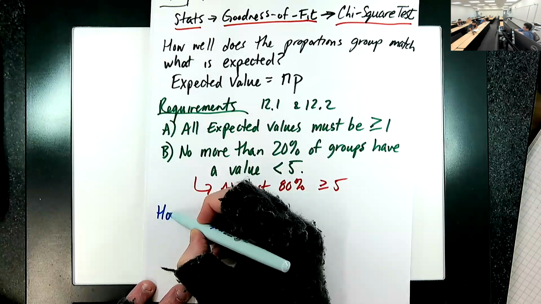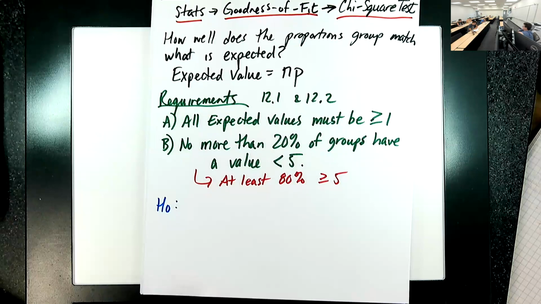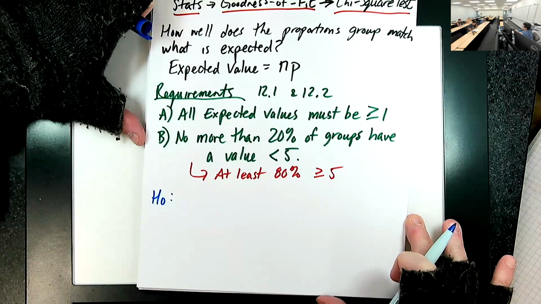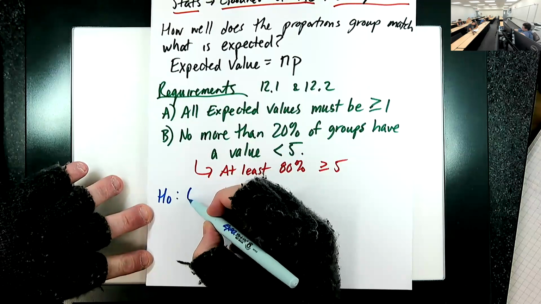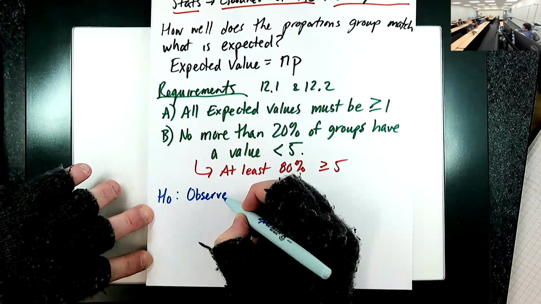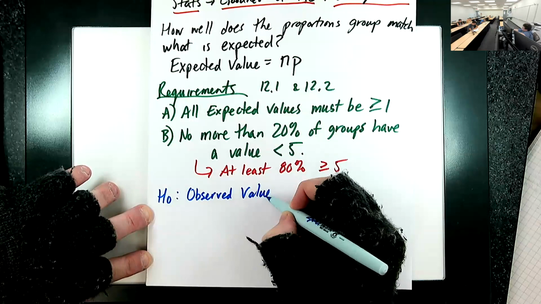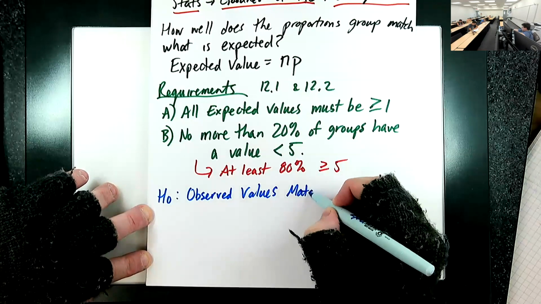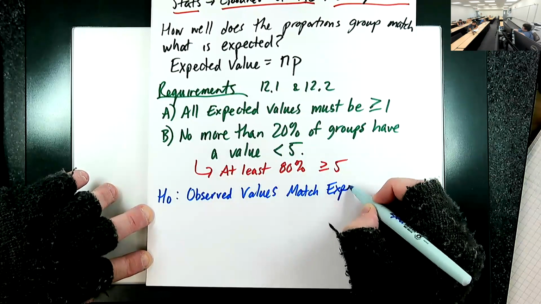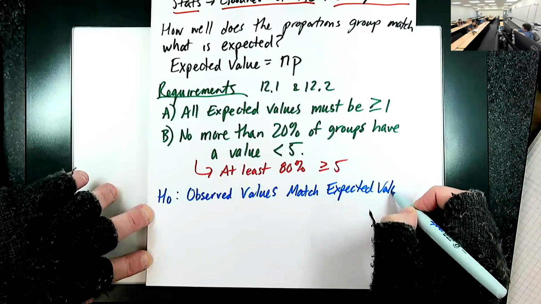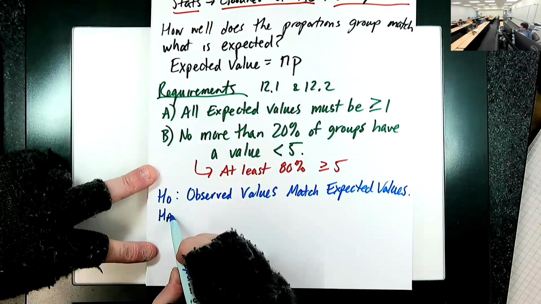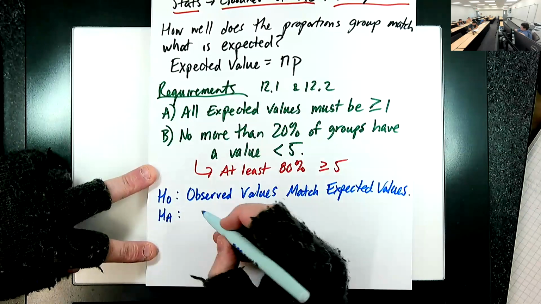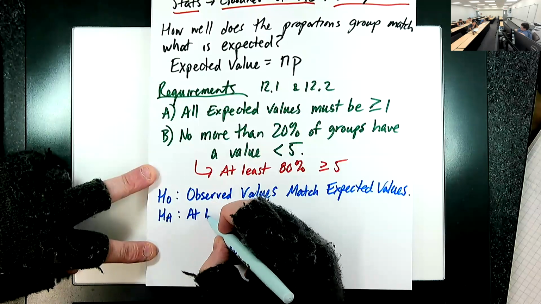H naught. From here on, many of these null hypotheses look a little funny because we have three or more groups. H naught here is actually observed values match expectations. HA is at least one group doesn't.